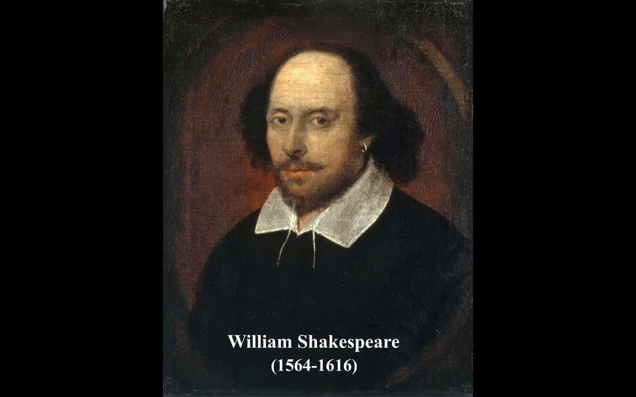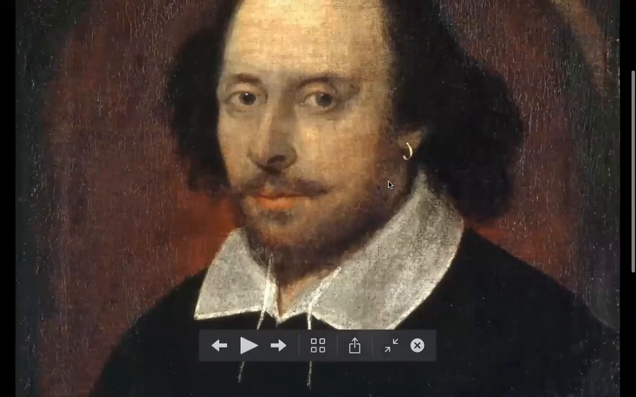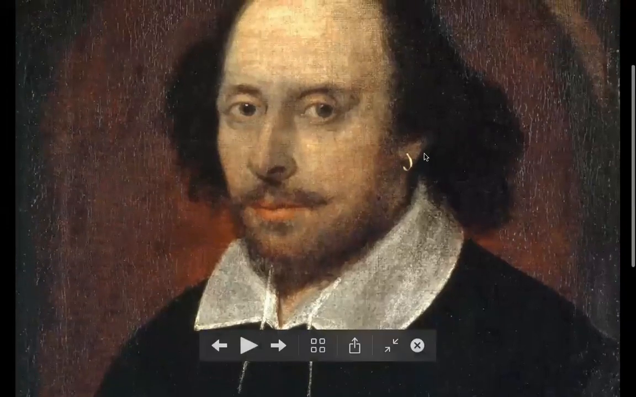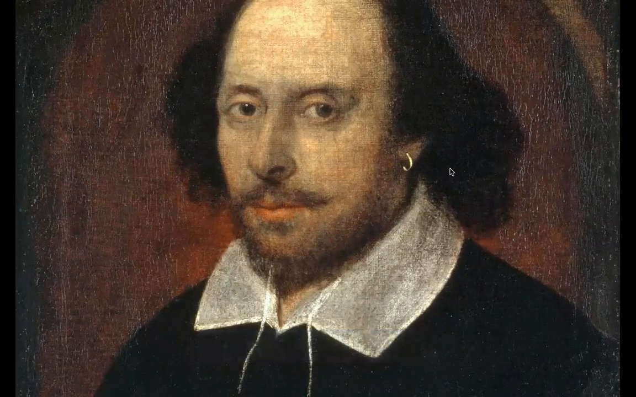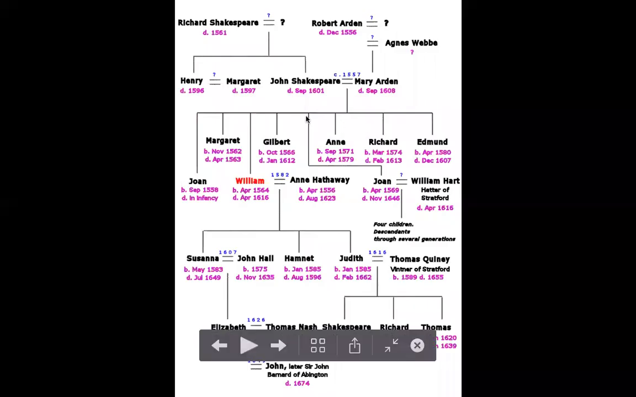So he's living roughly at the same time as Elizabeth I, the daughter of Henry VIII, who broke off from the Catholic Church. And Shakespeare here is sporting an earring because back then earrings were fashionable, as they have been recently.